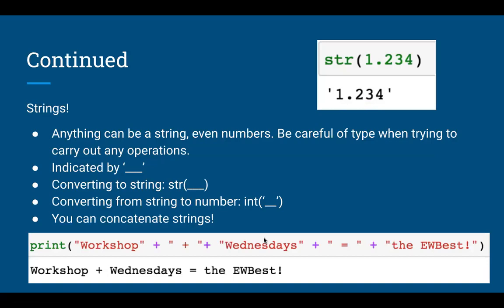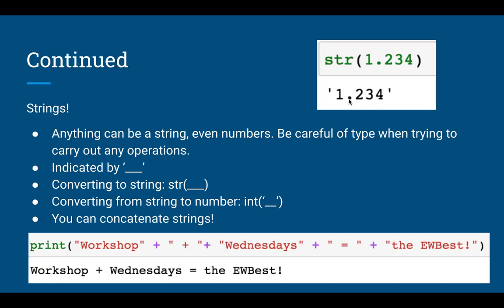Okay, more basics. Strings. Basically, it's a type of data that you can have within Python. Anything can be a string, including numbers, and it affects what kind of operations you can perform. So be careful of whatever type your variable is when trying to carry out any operations, because it might lead to some errors. But yeah, you can usually tell that they're strings because they have the apostrophes around them. And you can, once again, make anything into a string.